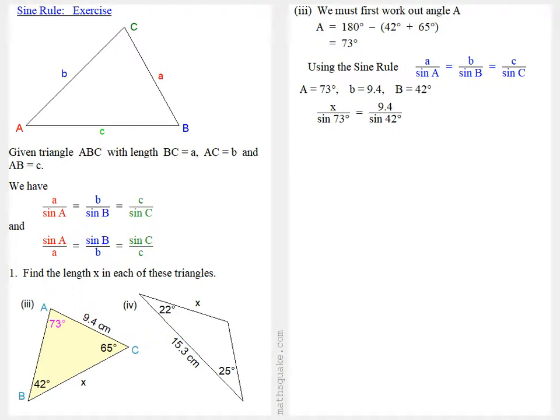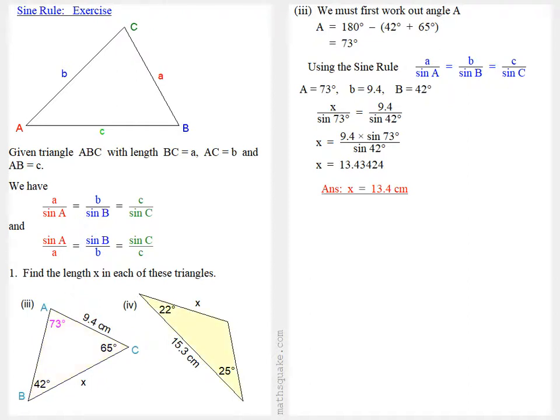If we multiply both sides by the sine of 73, that gives us x equals 9.4 times the sine of 73 all over the sine of 42, which from a calculator we get x is equal to 13.43424. So, rounding it off to one decimal place, we get x is equal to 13.4 centimetres.